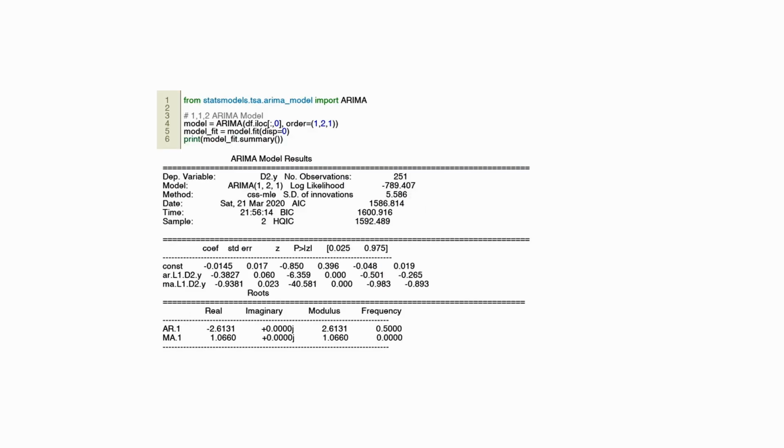This code loads an ARIMA model from the statsmodels library with the settings 1, 1, 2. It applies the model to the first column of a given data frame with the settings 1, 2, 1, fits the model to the data, and displays a summary. The summary shows key model details like coefficients and p-values to assess its accuracy. ARIMA is a popular choice for forecasting in time series data.